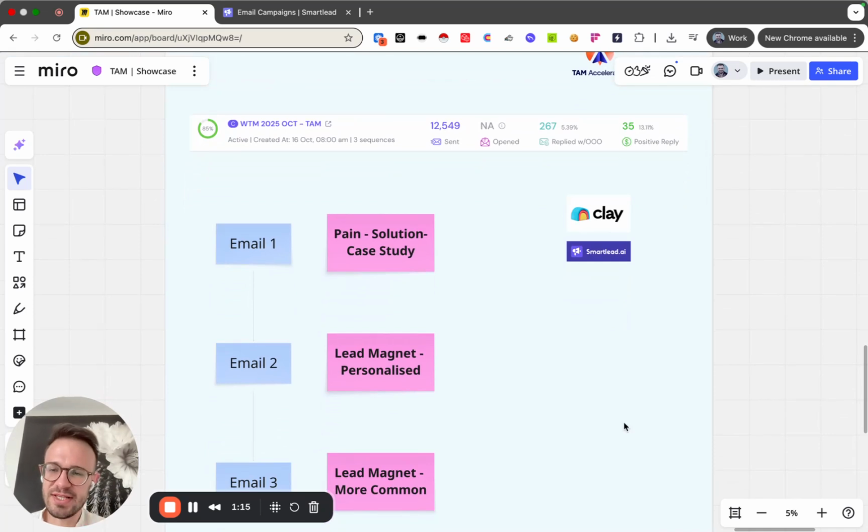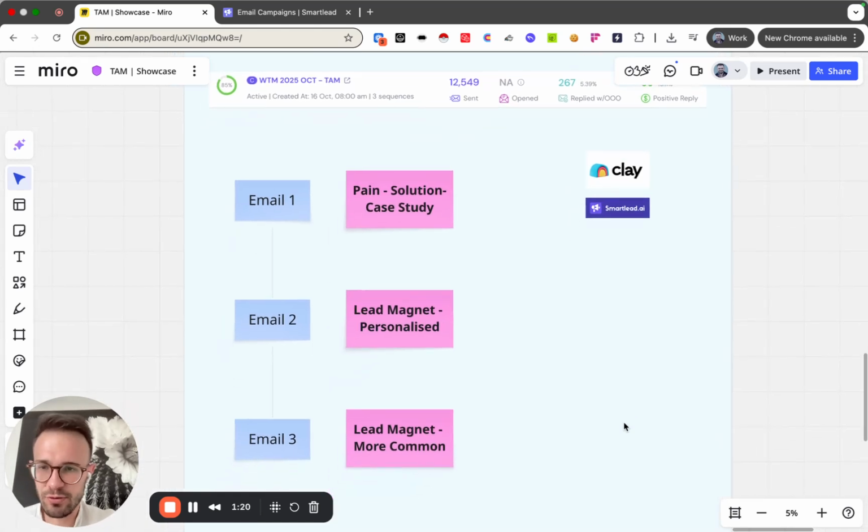But yeah, what is the structure that we use? And we use the same structure across clients. Sometimes it always depends on the size of the market. In our case, it's really a big market, so we don't care too much about doing 2 or 3 emails. In this case, we use a three-email sequence, and it works really, really well for us. We want to always have this sequence that explains.